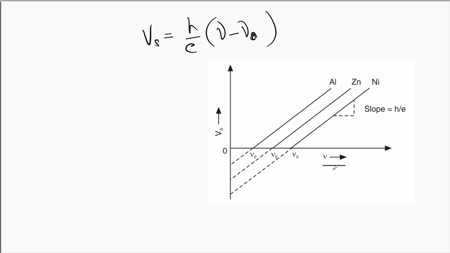For different metals, if you plot along the y direction the stopping potential and along the x direction the frequency of the incident radiation, for each material you have a nu 0. We have a linear relationship between the Vs and the nu. Intercepts with the x-axis give us the nu 0, and the slope of the curves is h upon e.